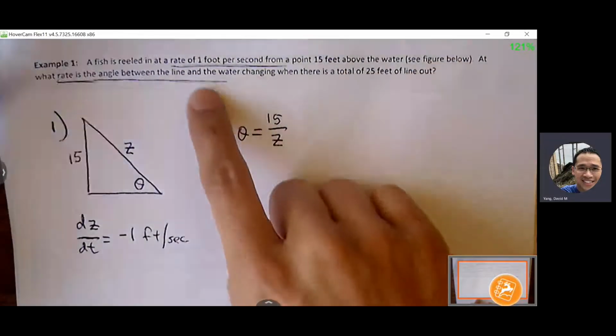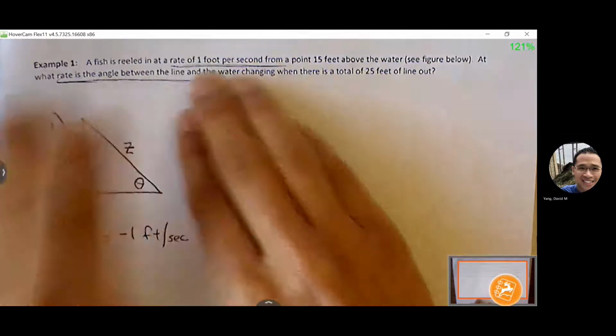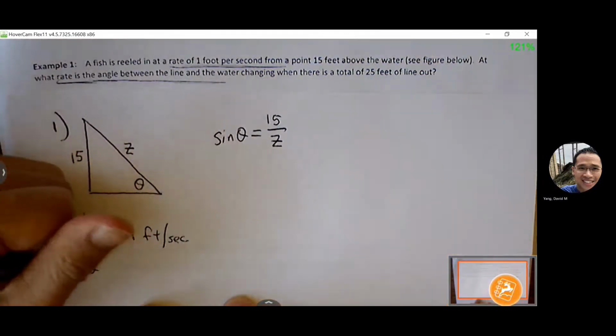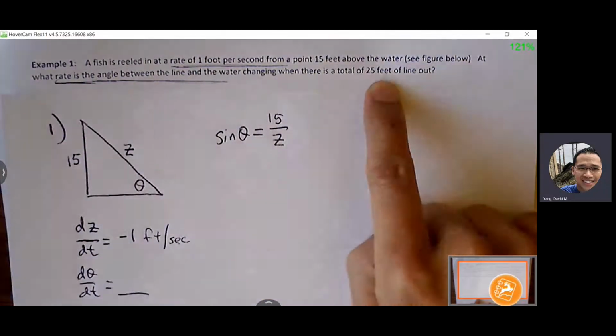Okay, at what rate is the angle between the line and the water changing? What are we looking for? d theta dt. When there's a total of 25 feet of line out.